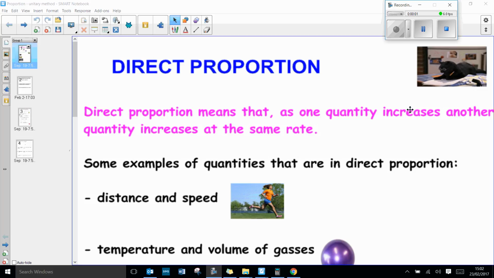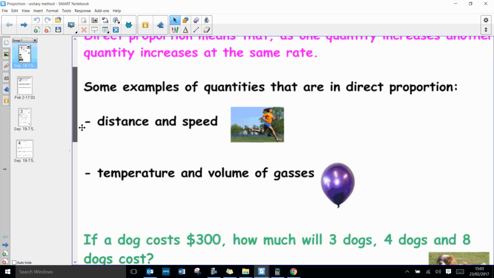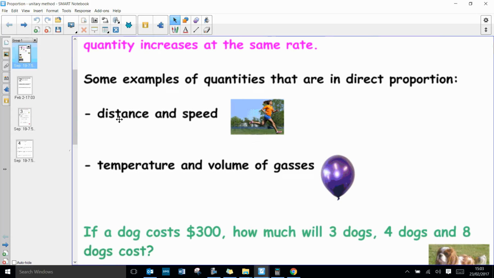Direct proportion. If things are in direct proportion, it means as one quantity increases, the other also increases at the same rate. Some things that are often in proportion: distance and speed. The faster you run, the further you go. Temperature and volume of gas. As the temperature increases, the volume of the gas would increase.